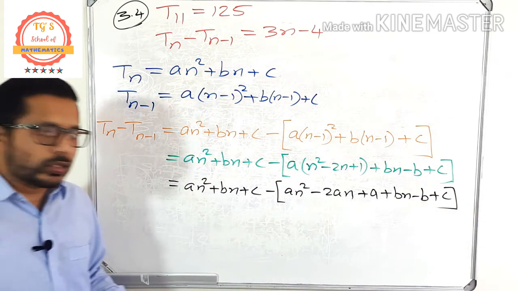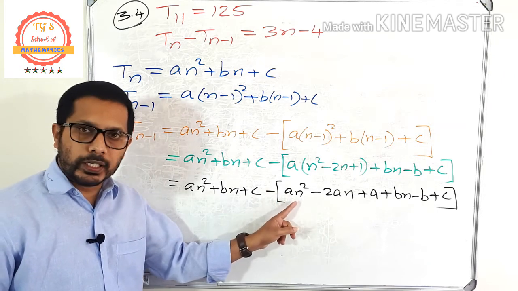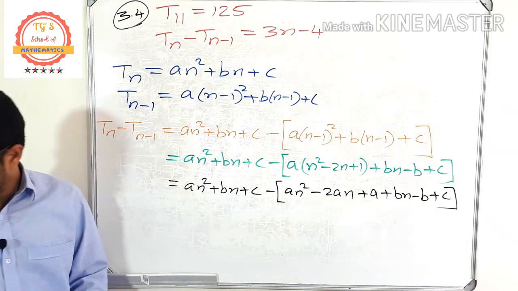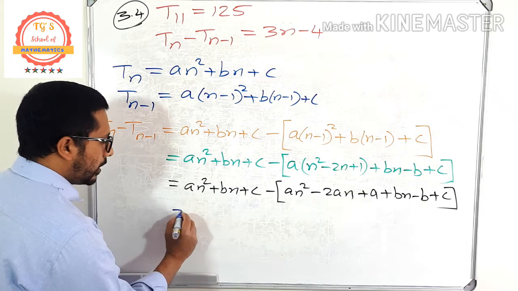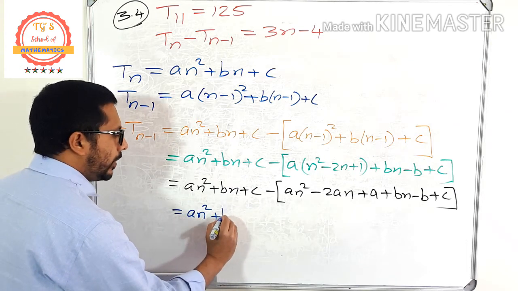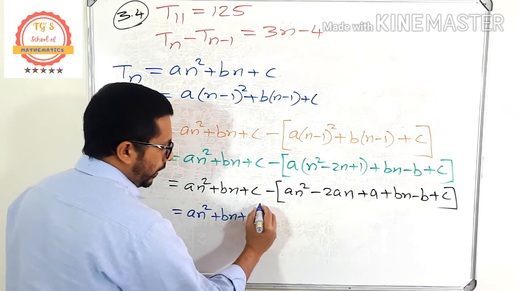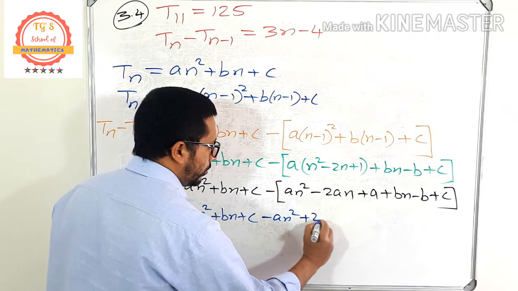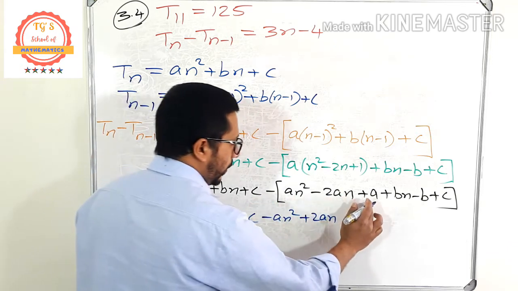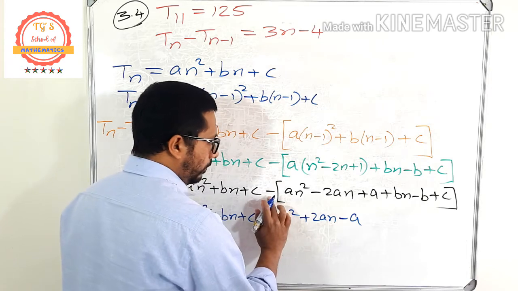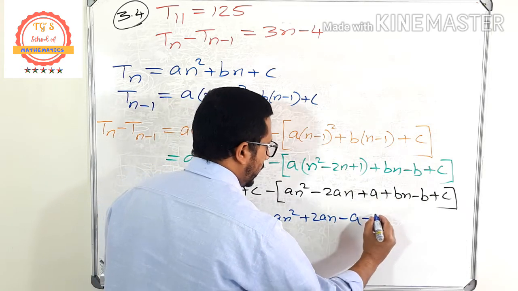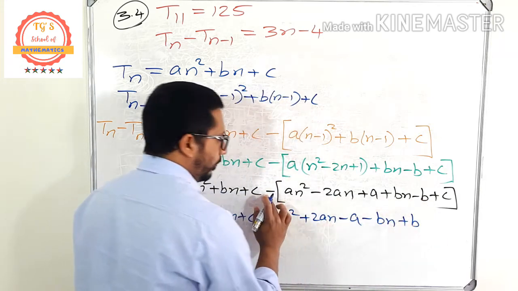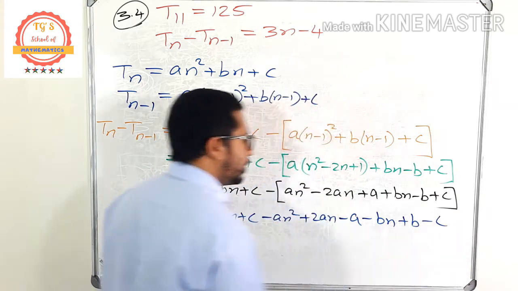Now what is the next step? We have to expand this square bracket. Minus into an squared, minus into minus 2an, like that. So write the next step. Next step is an squared plus bn plus c, then expand this one: minus an squared, minus into minus is plus 2an, minus into plus a is minus a, minus into plus bn is minus bn, minus into minus b is plus b, minus into plus c is minus c.